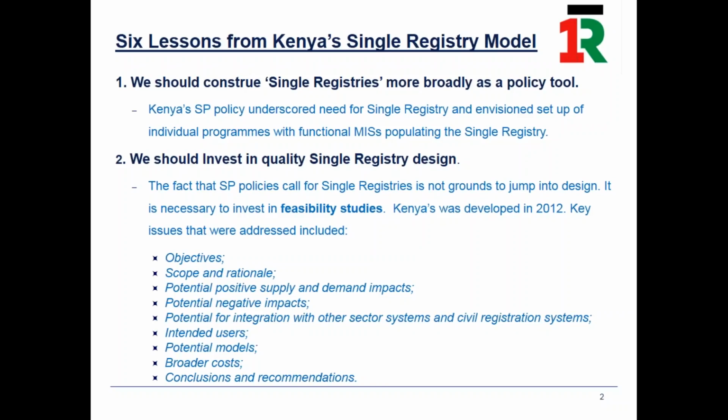So in Kenya, for example, we know the objectives are planning, coordination, and monitoring of the programs. It could be different in other country contexts. Scope and rationale, potential supply and demand impacts, negative impacts if they're there, and also the key aspect in terms of the linkage to civil registration systems, potential models, and then potentially, for example, the costs that could be involved in developing the single registry.